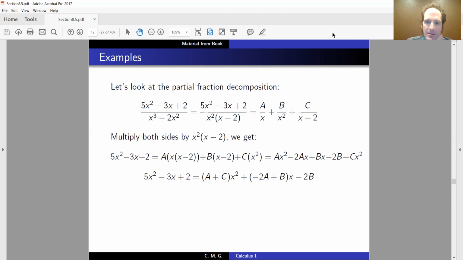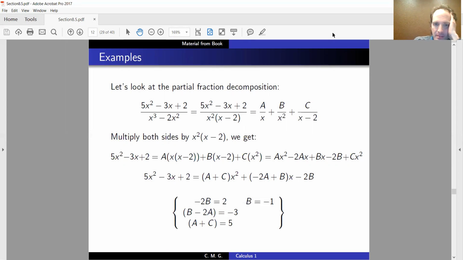And so now I set up my equations. So a plus c is 5. B minus 2a is negative 3. So that's the second equation. And minus 2b is positive 2. So b here I can solve. I divide by minus 2, I get negative 1. So b is negative 1.